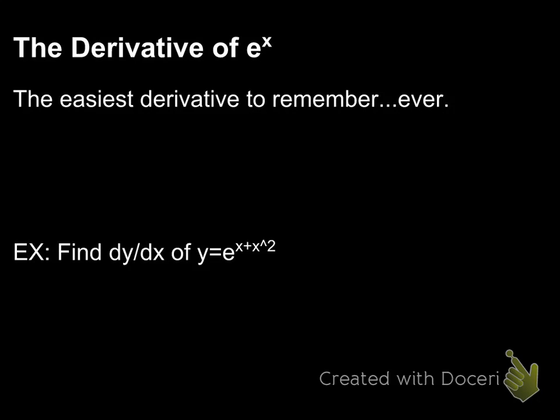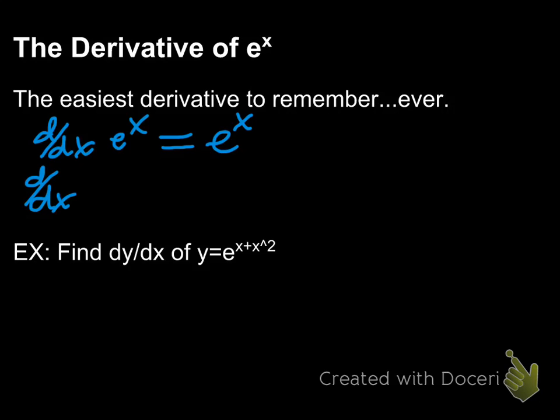In the history of derivatives. The derivative of e to the x. d dx of e to the x is e to the x. Now, be careful. If we wanted to take d dx of e to the u, and u is a function, then it would be e to the u times du dx. Alright, so the derivative of e to the x is e to the x.